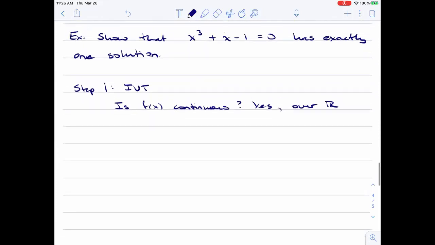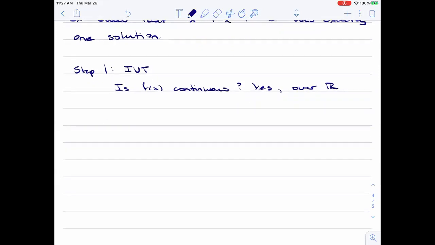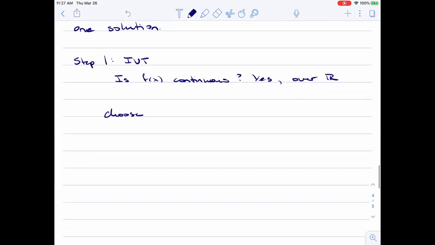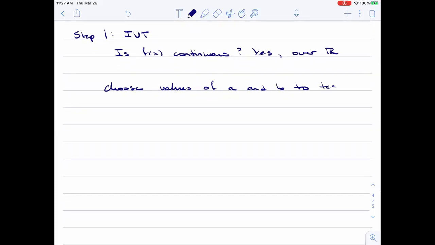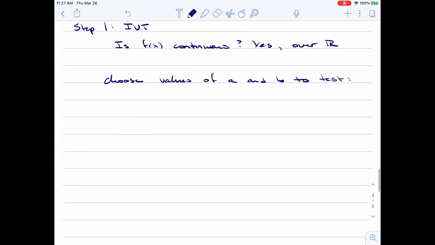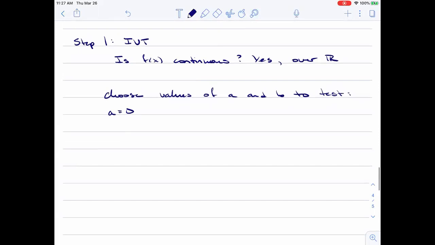So remember what we did for the intermediate value theorem? Usually if I give you some endpoints, on some interval, then you plug in the endpoints and you're hoping to see a negative result and then a positive result, or at least on opposite sides of 0. Here we don't have an interval, so we're going to have to pick some values. But usually if we don't go too crazy, choose values of A and B to test. If we let A be 0, for example, see what happens.